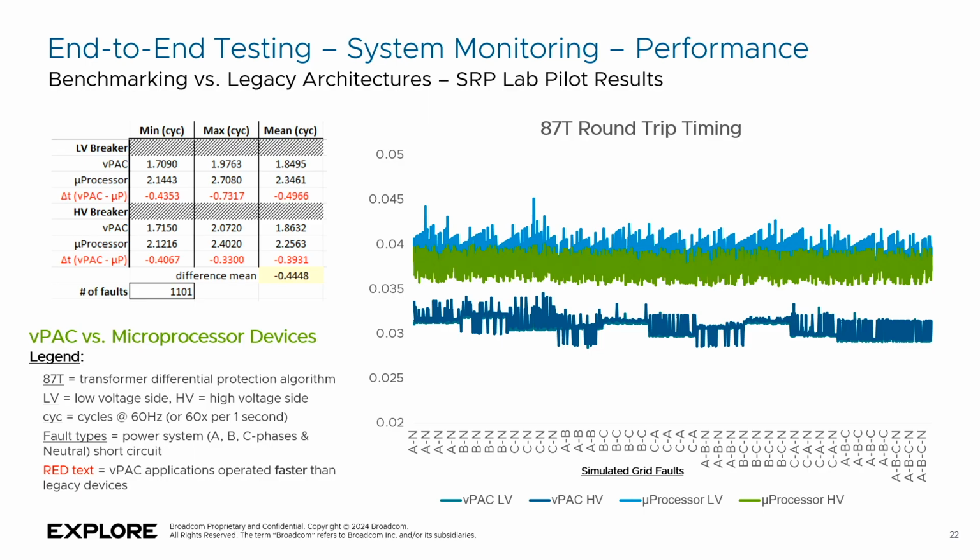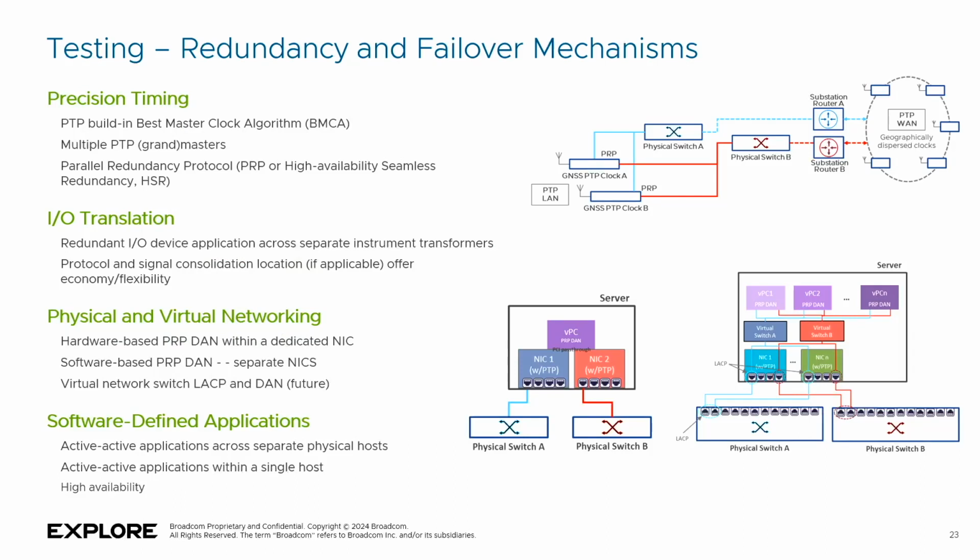I don't want you to think we stopped there. We did tens of thousands of fault iterations of different types of algorithms, and really we were on the hunt for that maximum time. We wanted to make sure there was no outlying long tail latency, because in the real world that translates into a fault that's not going to get interrupted whenever it happens, for a long period of time, which can destroy equipment, can endanger the public, and take the power down for a much larger area than it needs to. So we did not find that. Everything has been operating very consistently. But the testing doesn't end there.